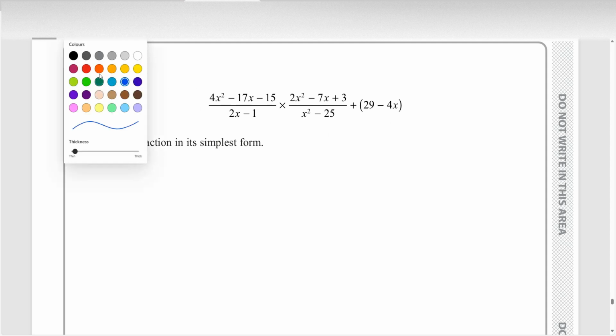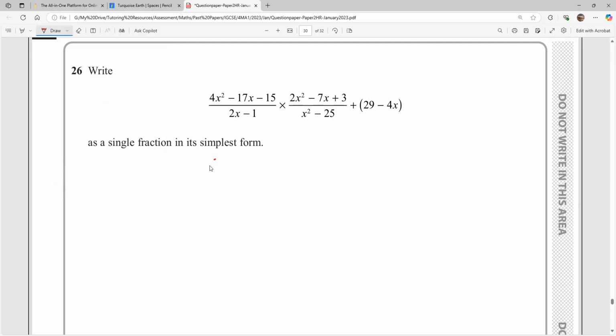If we start on the left-hand side, we've got 4x squared minus 17x minus 15 over 2x minus 1. So the 2x minus 1 is going to stay how it is. And then we've got the top, which is a bit more complicated to factorize. If you weren't sure how to do that, you could use the quadratic formula.